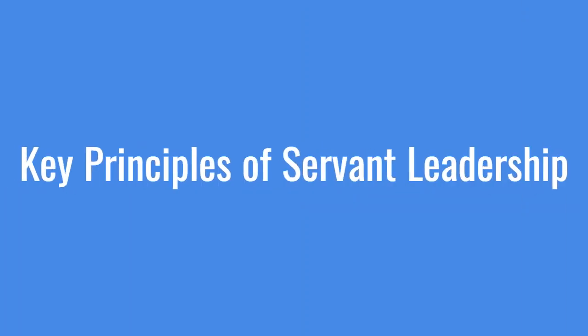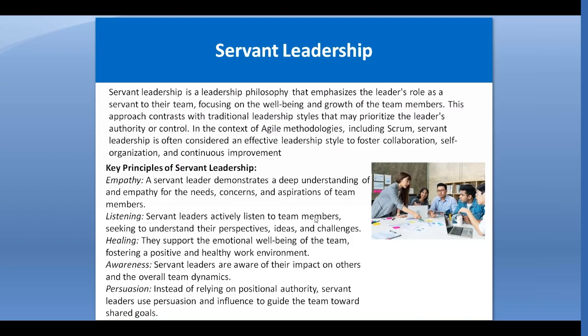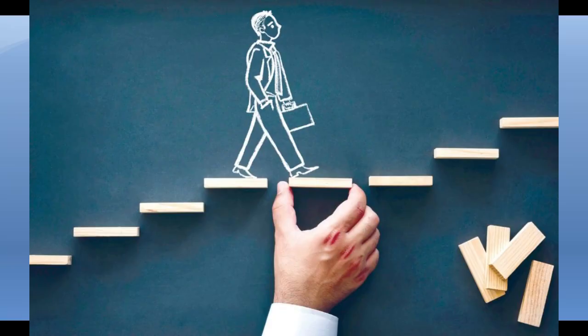The key principles of servant leadership are empathy. That means a servant leader demonstrates a deep understanding and empathy for the needs, concerns, and aspirations of the team members. They know, for example, that they need some technical training, they need some information. So he has a great insight about empathy. Then servant leaders actively listen to team members, seeking to understand their perspectives, ideas, and challenges.